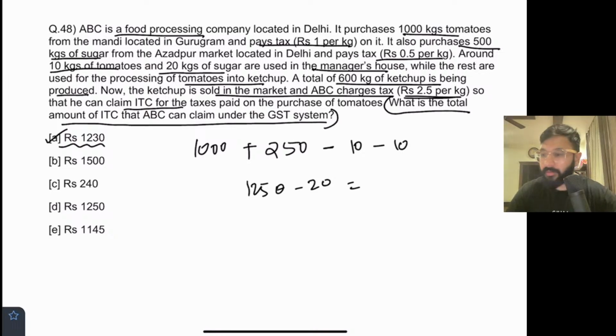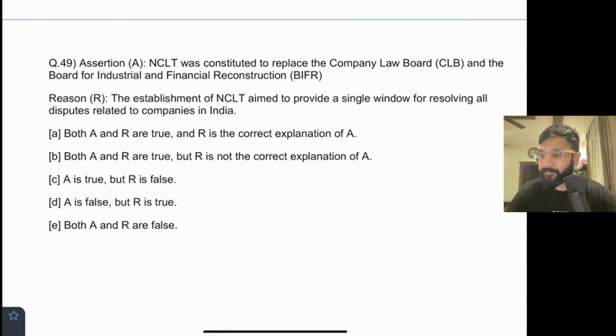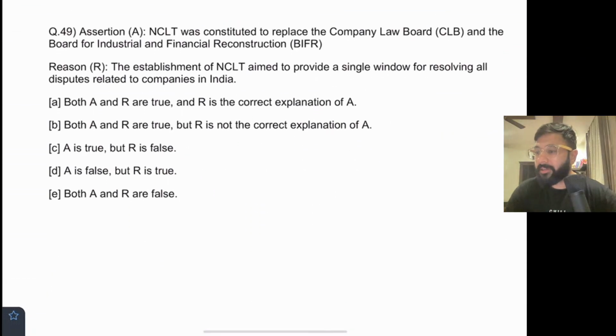Next पे आते हैं, question number 49. NCLT was constituted to replace the Company Law Board and BIFR. The establishment of NCLT aimed to provide a single window for all dispute related to companies in India. मुझे तो दोनों ही सही लग रहे हैं, कुछ गलत नहीं लग रहा. The answer is yes, both A and R are true, and R is the correct explanation of A.